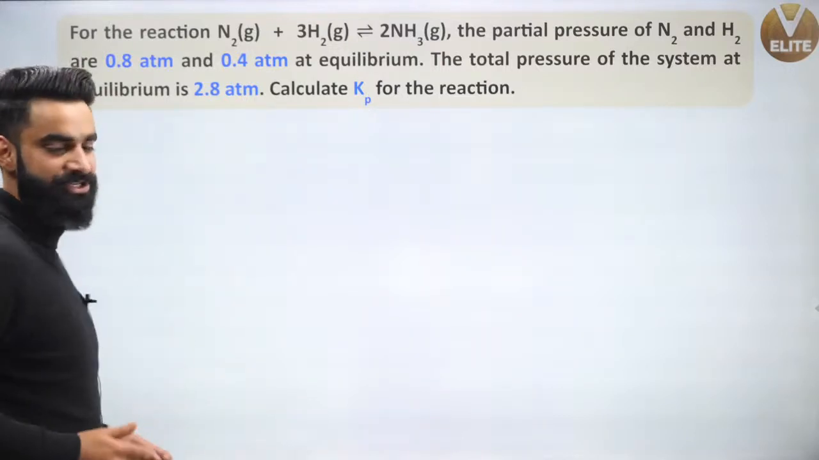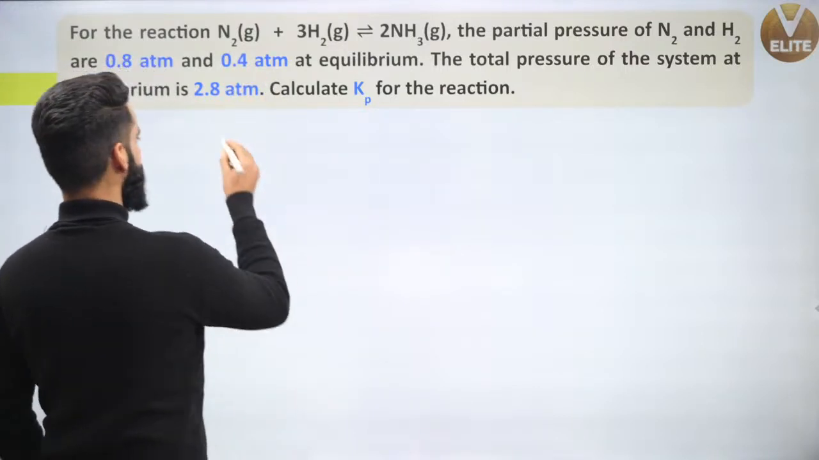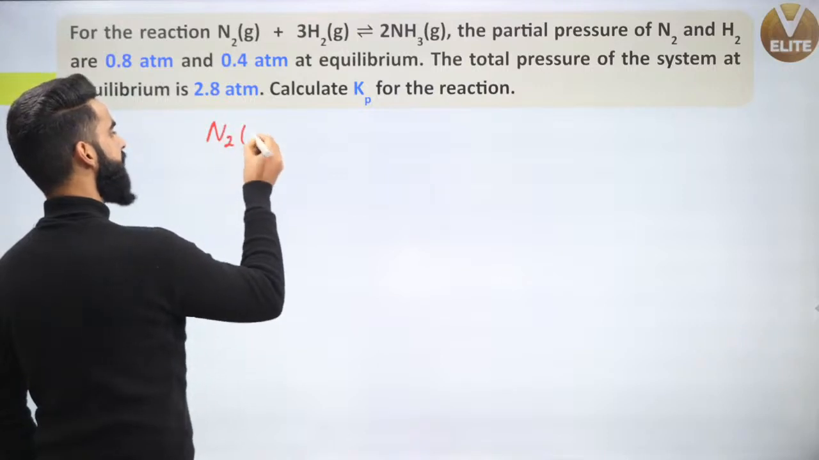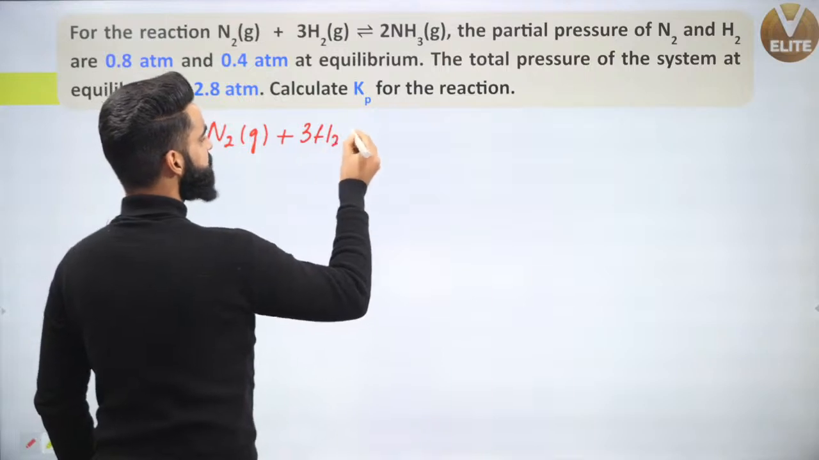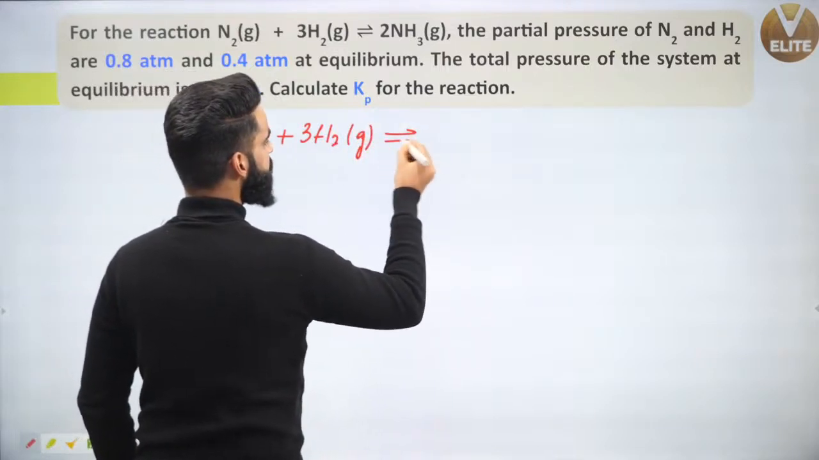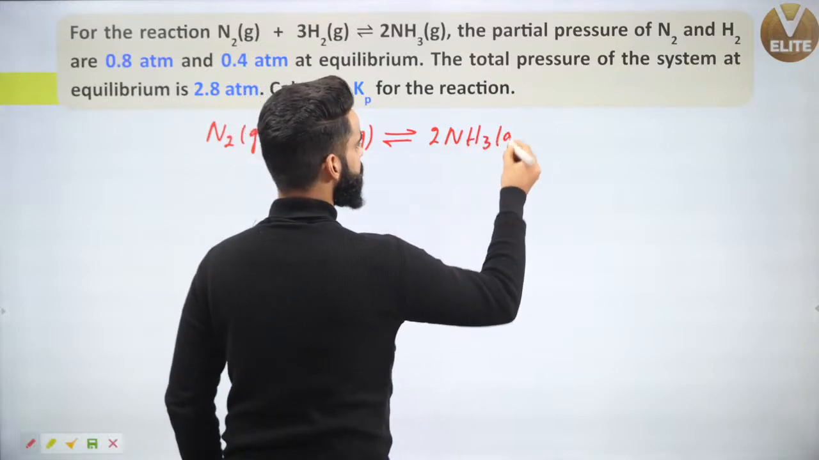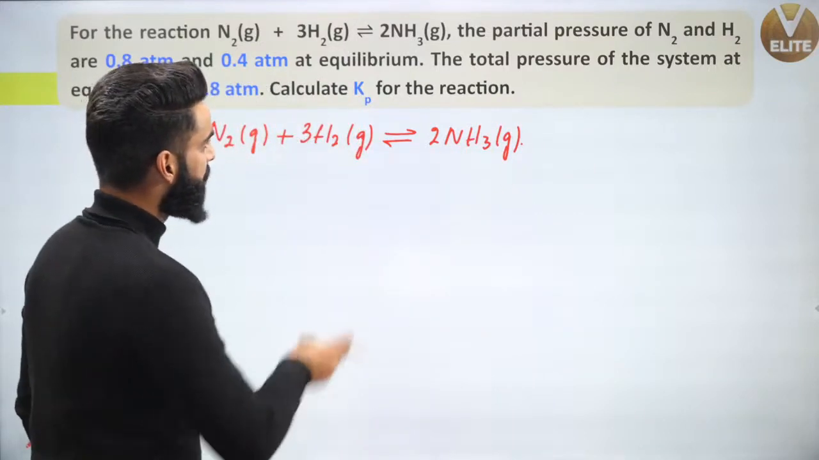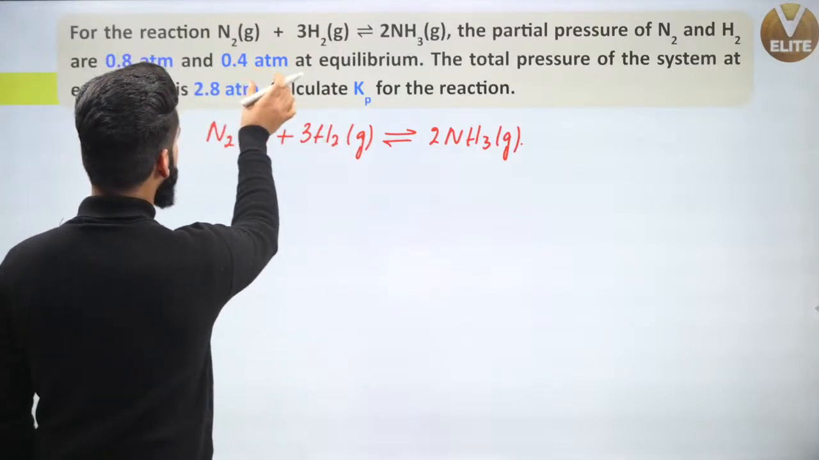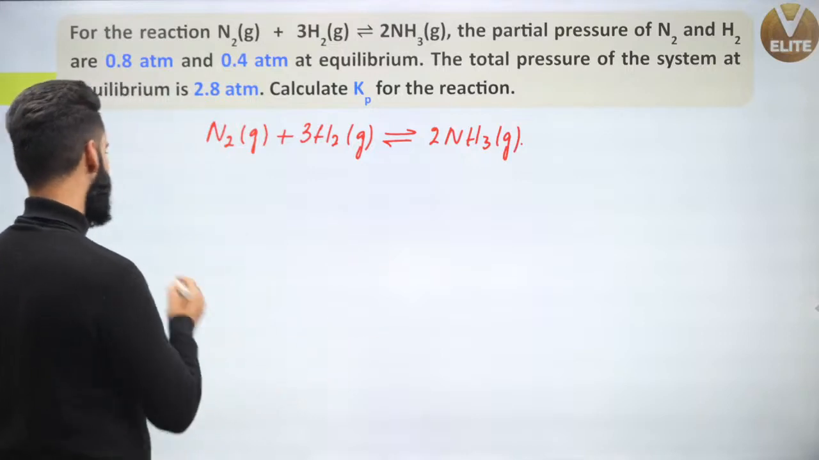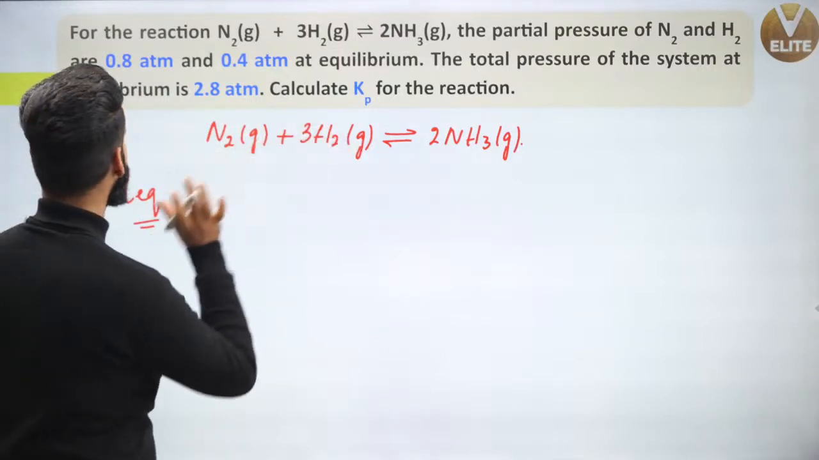All right, let me show you this question as well, guys. Have a look. We are given a reaction: N2 gas plus 3 times H2 gas is in equilibrium with 2 times NH3 gas. The partial pressures of N2 and H2 are 0.8 and 0.4 atm at equilibrium. So at equilibrium, I'm given the partial pressure of N2 as well as H2.